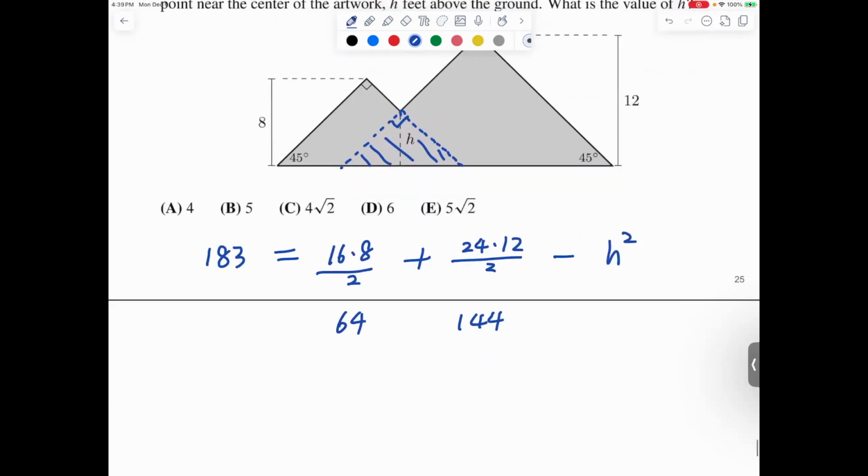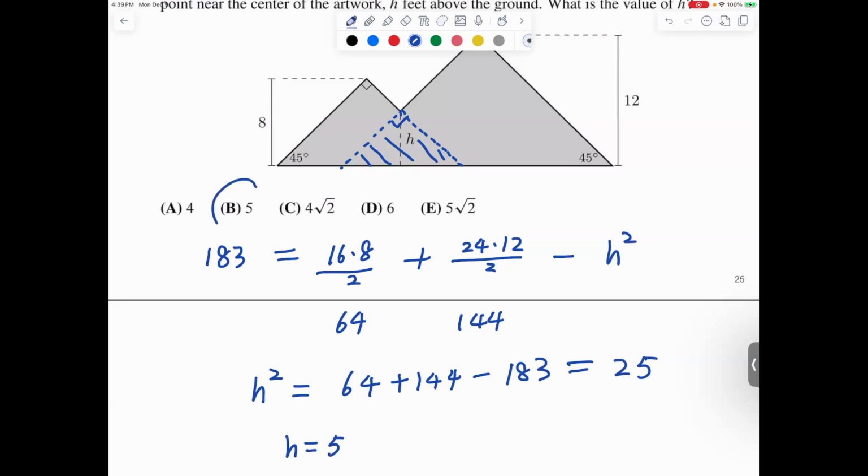So then what is h? H squared equals 64 plus 144 minus 183. You can calculate it. This is 25. So h equals 5 feet. The answer is B.